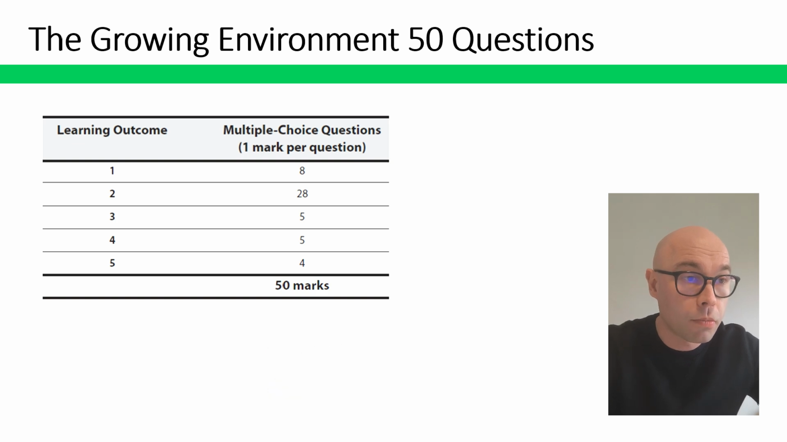So this 50 multiple choice on the growing environment is part of the learning outcome number 1, from which you get 8 questions on the multiple choice part. So let's go. Question number 1.